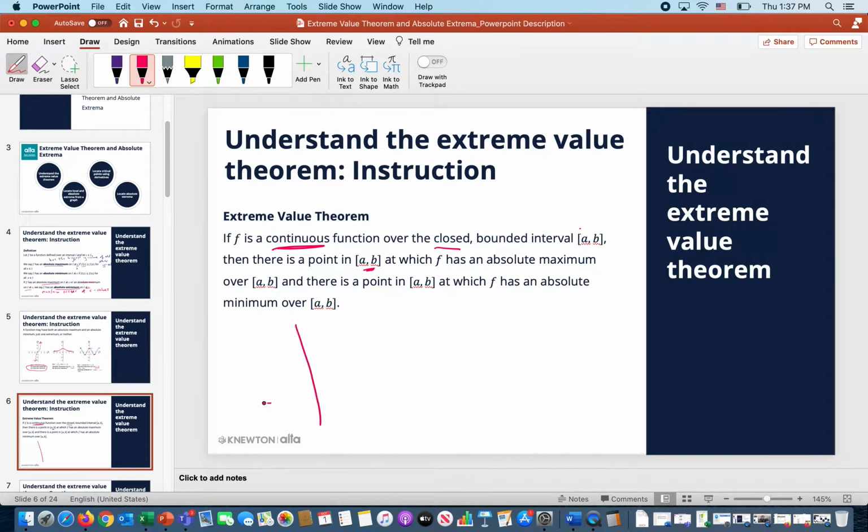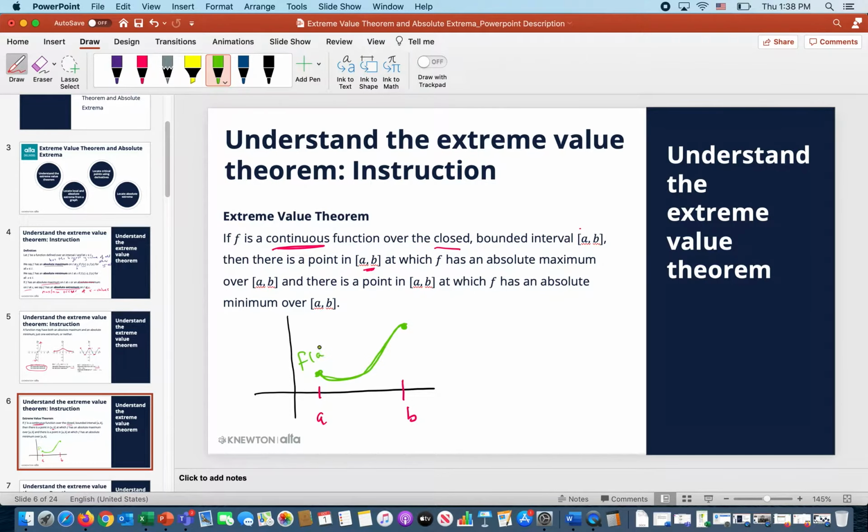So basically, if you were to try to draw what this looks like, A and B would be x values here. And I'm going to connect A and B randomly. So this is supposed to have a little more curve to it. So this is continuous because I can draw it without picking my pencil up.